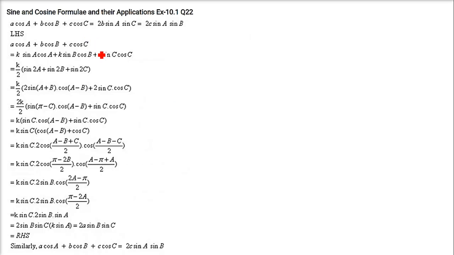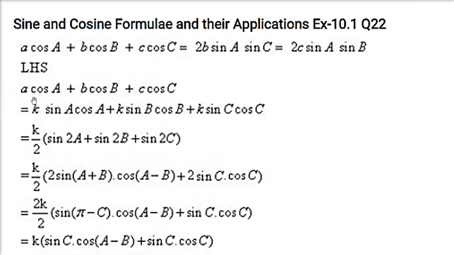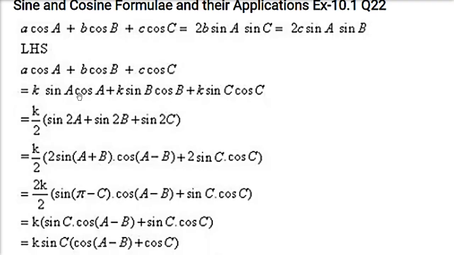So here we have to prove that this term is equal to 2b sin a sin c and 2c sin a sin b. So let us see. First, in place of a, write k sin a, b, write k sin b, c, write k sin c. Now take k common from all these and multiply numerator and denominator by 2. So when you multiply numerator and denominator by 2, this will be 2 sin a cos a, which will be sin 2a. This will be 2 sin b cos b, which will be sin 2b. This will be 2 sin c cos c, which will be sin 2c.